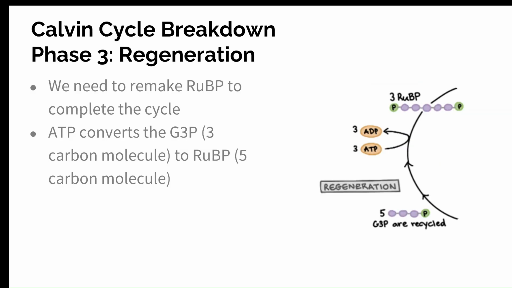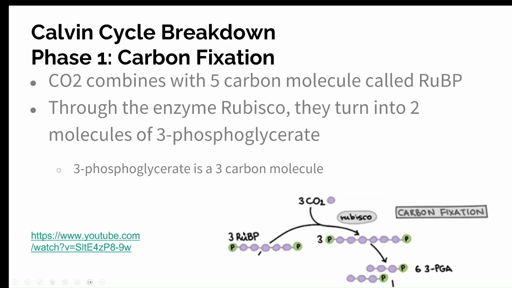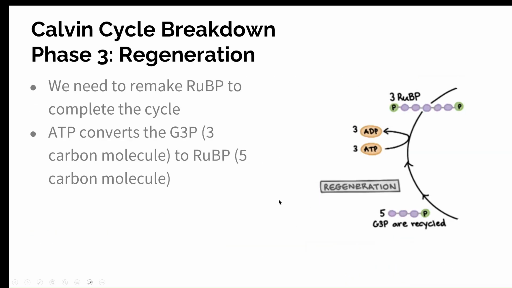The last phase is something called regeneration, and this is where we need to remake that RuBP from before. So this RuBP does look familiar because we just saw it a couple slides ago. This is what we started with, right? And so we need to be able to make that product again. And we, again, have to burn some ATP in order to do that.